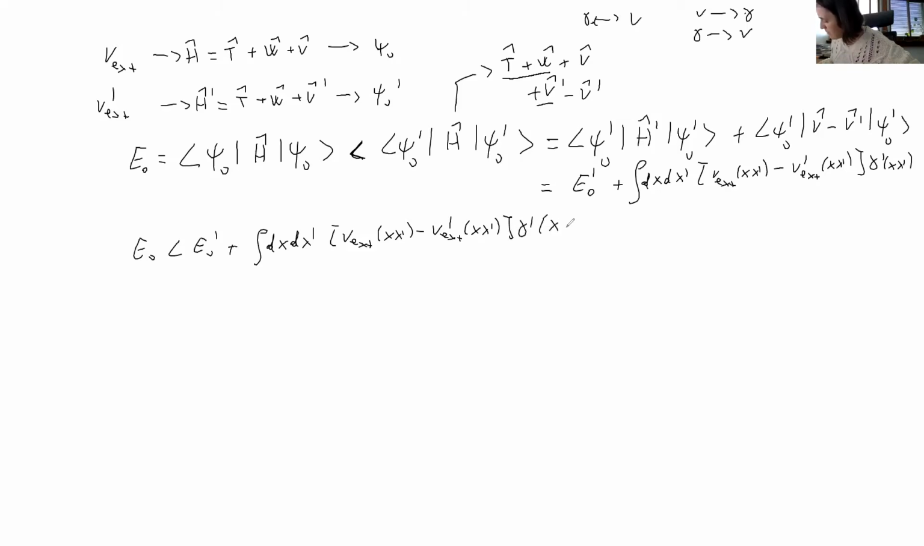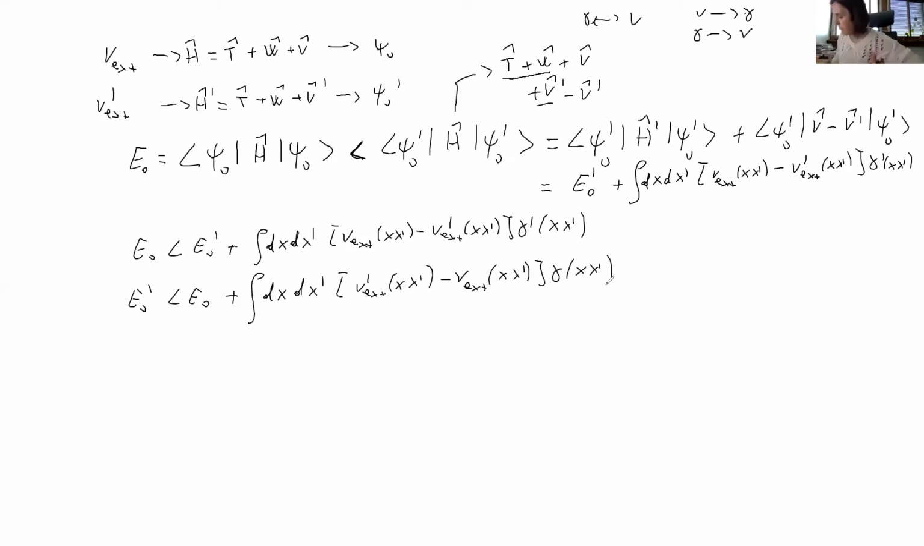Right, now I can do the same, interchanging the prime and unprime system, okay? So if I do the same, I will have also here, prime becomes unprime and vice versa. Prime, unprime, and this is the gamma x prime, okay? And now I can sum the two.